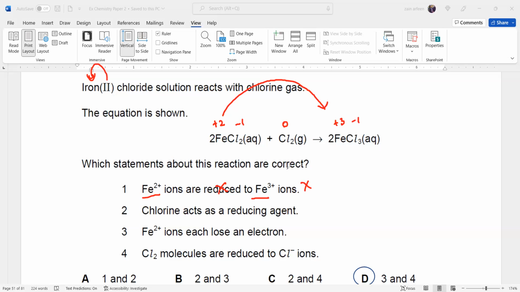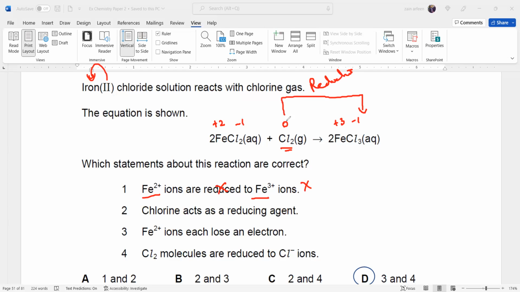Then, chlorine acts as a reducing agent. So first we'll check, because for chlorine, they have referred to chlorine, not the chloride ion. So here also chlorine, here also chlorine. If they referred to this one, they would say chloride ion. But chlorine as an element is referred to here. So chlorine turns from 0 to minus 1. If 0 becomes minus 1, this change is reduction.